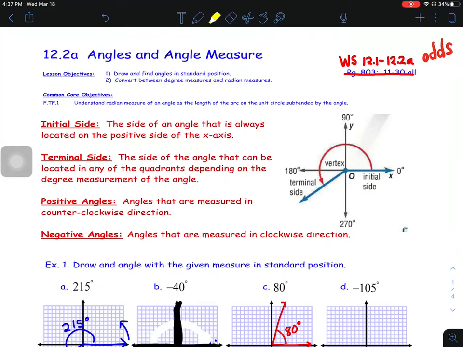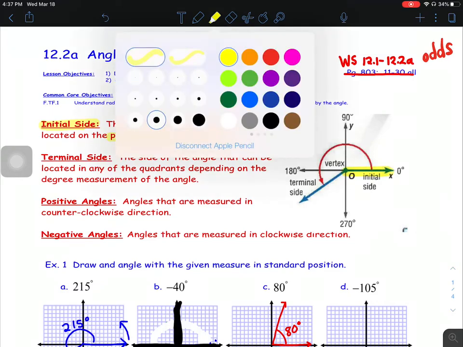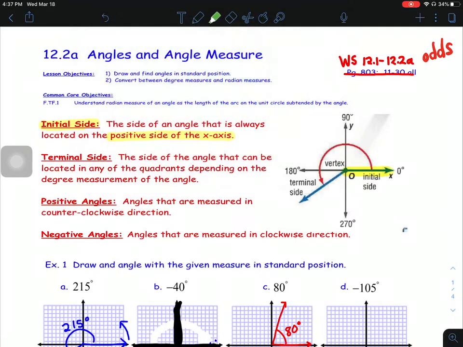An angle is actually made up of two rays that have a common endpoint. You're going to hear the phrase initial side. The initial side of your angle, for our purposes, is always going to be flush over top of the positive side of the x-axis. So all these angles that we are going to sketch, the initial side is always going to be right over top of the positive side of the x-axis.